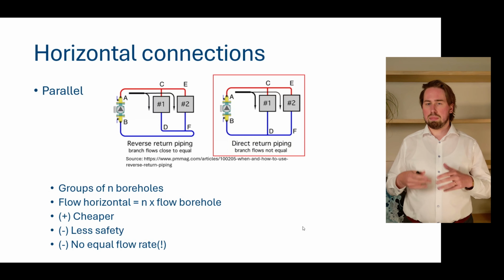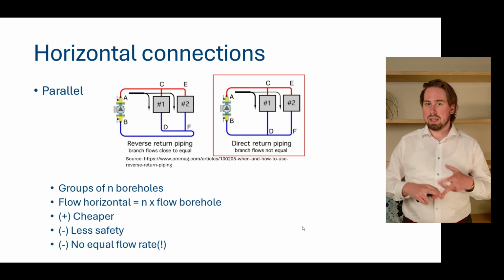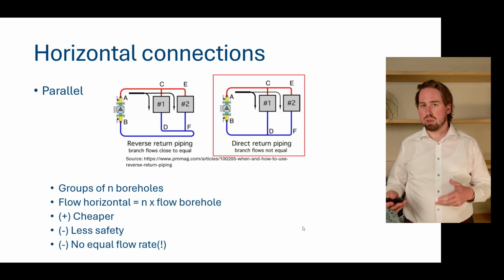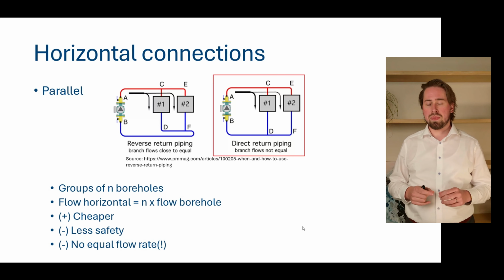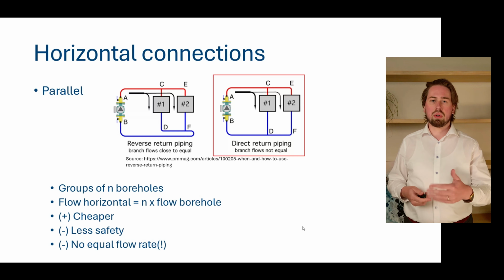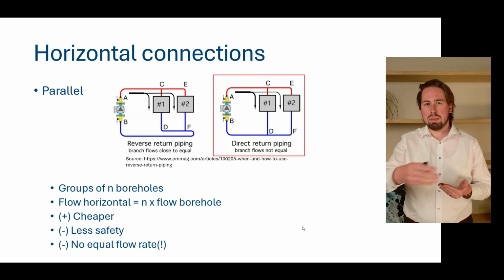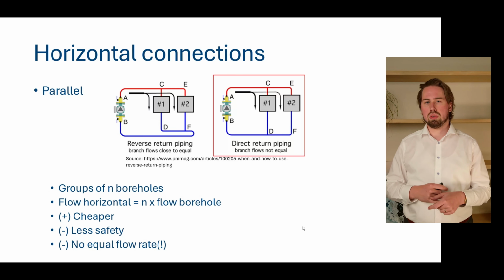Of course, the positive side of these parallel connections is that it's cheaper, because you don't need as many horizontal pipes. Your manifold chamber, your manifold itself, can be smaller, which is all advantageous from an investment point of view. The problem is that there is not a lot of safety. Imagine one borehole fails. There is only one connection to the manifold, so you immediately lose the whole group of boreholes in your bore field. That's a bit of a risk there.